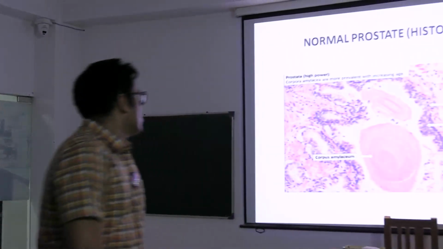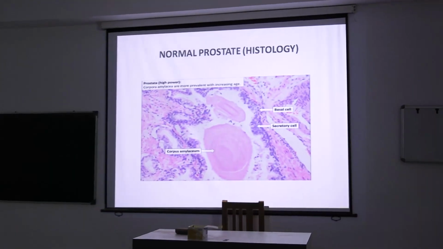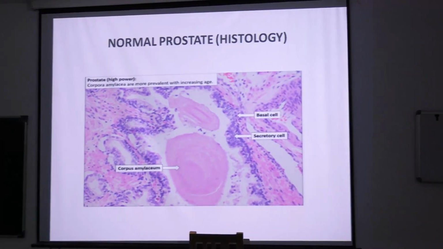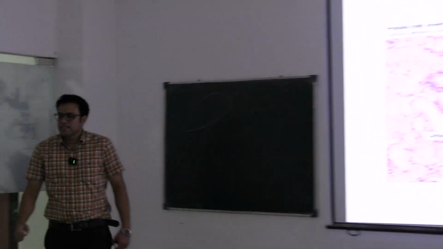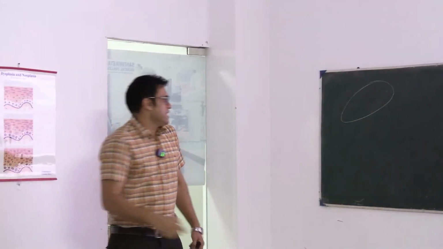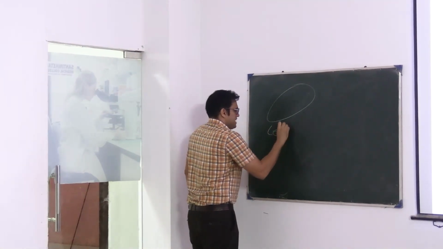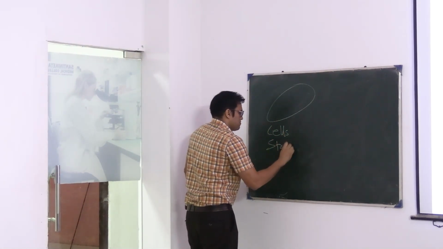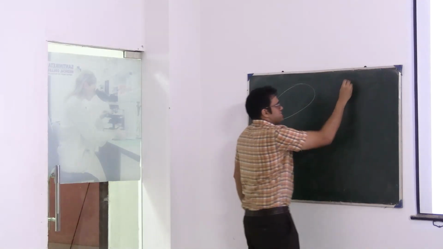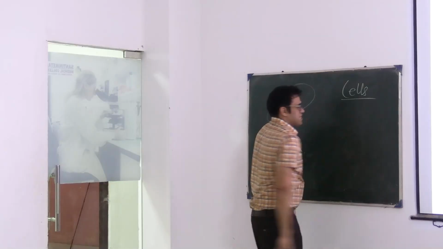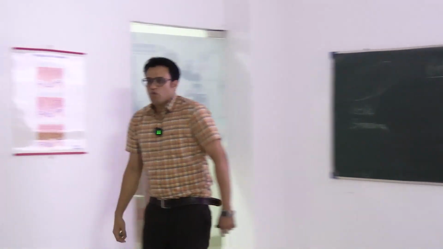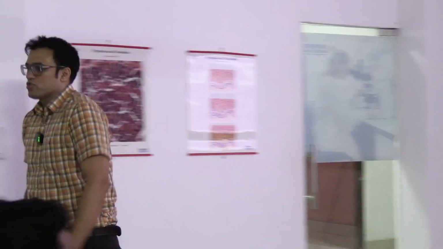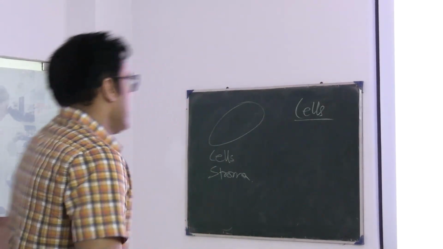Okay. So in prostate, two things must be kept in mind. Prostate is a gland like this, right? So it has a cellular layer, it has cells and a stroma. So what kind of cells are there? What are the cells that are present in prostate?